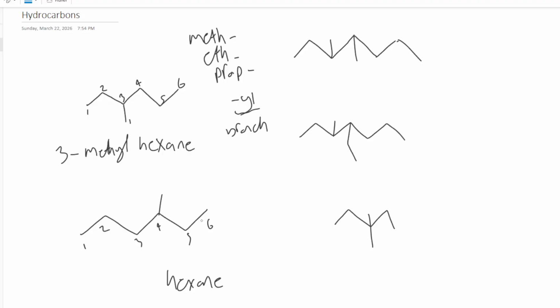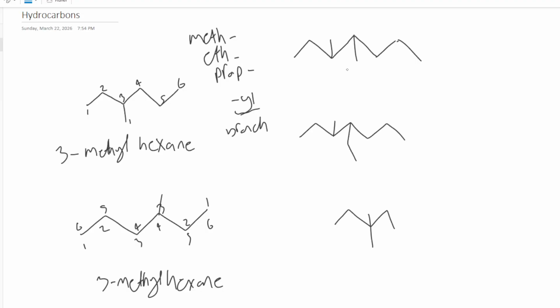Now, what we can do is we can begin naming from the other end. We can start off here and go the other way. 1, 2, 3, 4, 5, 6, and it would be a 3-methylhexane, and that's what we want. You always want to keep it the lowest one possible. So this is still actually considered a 3-methylhexane. Always remember that.